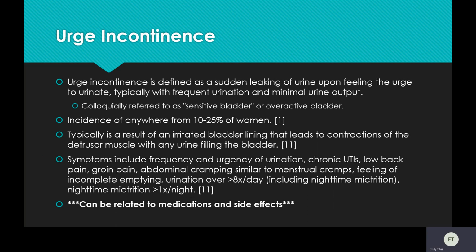So then we have urge incontinence. Urge incontinence is defined as a sudden leaking of urine upon feeling the urge to urinate. So these are the folks that as soon as they feel they have to go, if they don't go within 30 seconds, they will leak. In the pelvic PT world, it's sometimes referred to as overactive bladder or sensitive bladder. And I'll go into more detail about why in a moment.